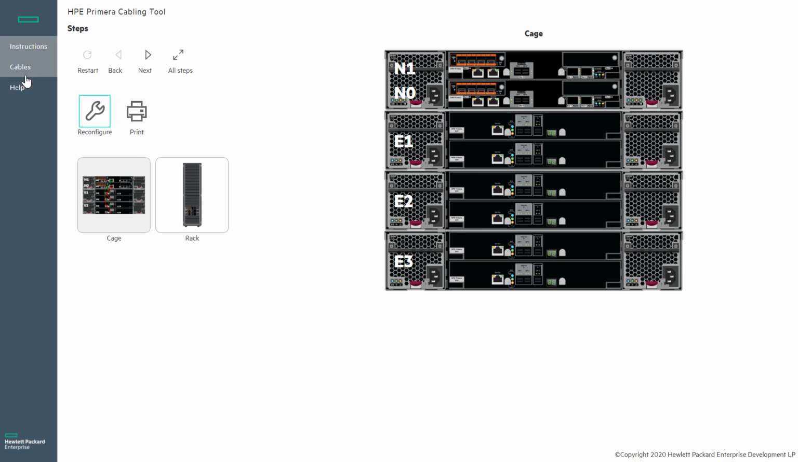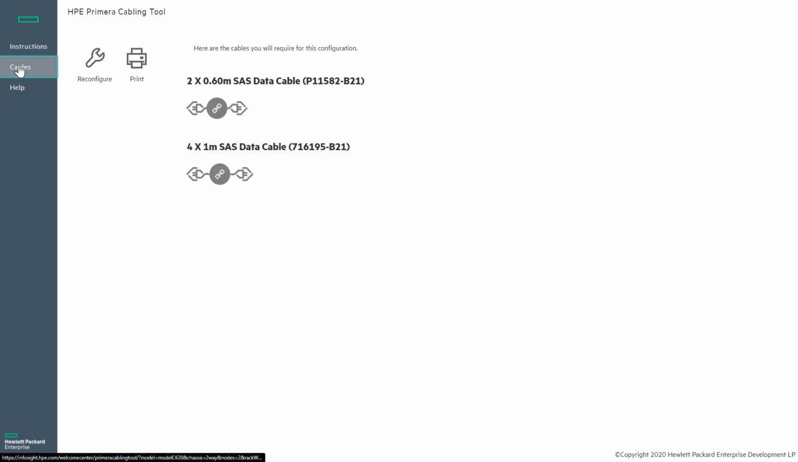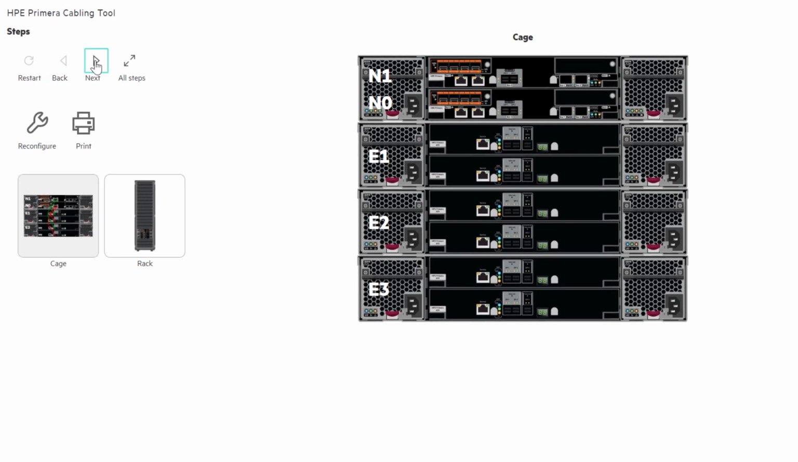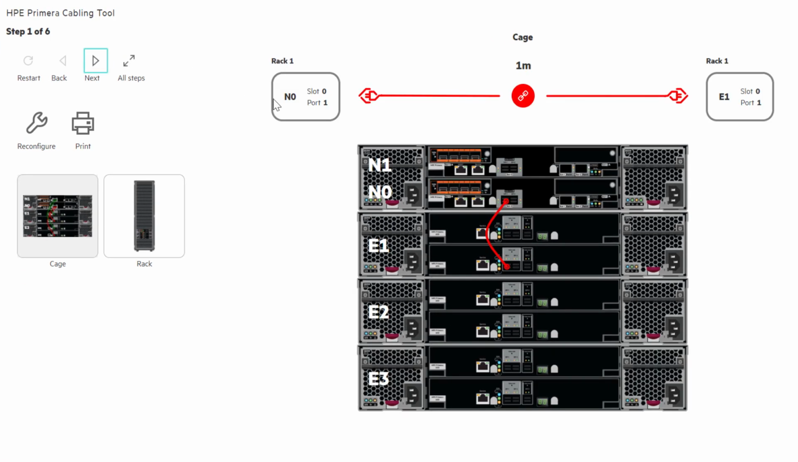Before you start connecting the cables, you might want to look at the inventory list and compare it against what you have on hand. If everything matches, you can go back to the instructions to view the schematic and click through the steps. The first cable to be run is a 1 meter cable from node 0, port 1, to enclosure 1, port 1. Next is a cable between the second port on node 0 and enclosure 3, and to complete the loop, a shorter cable between enclosures 1 and 2.